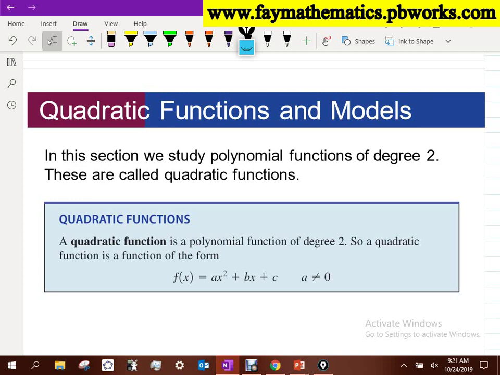So, a quadratic function is a degree two. So when we talk about the degree, we're always looking for the greatest exponent.